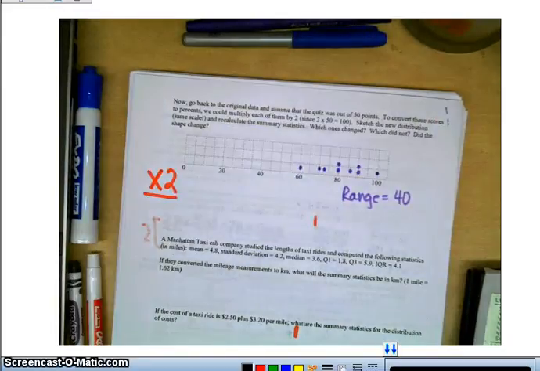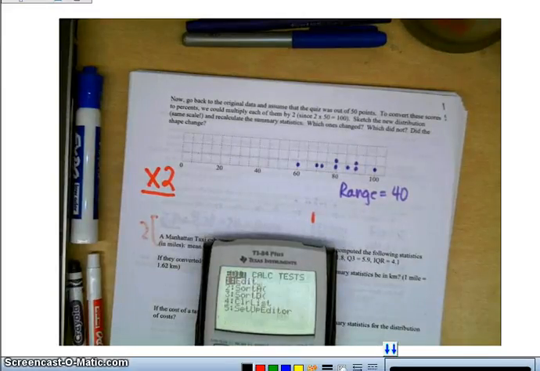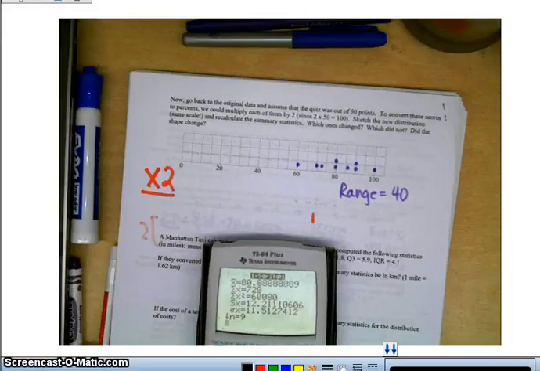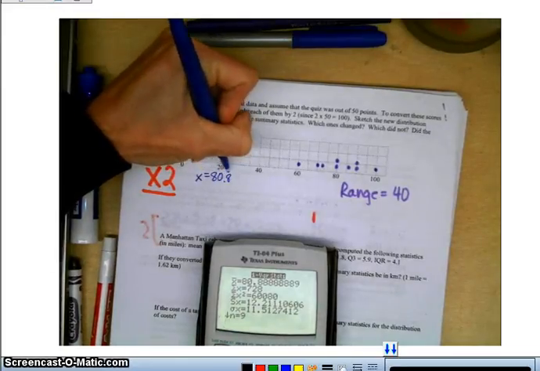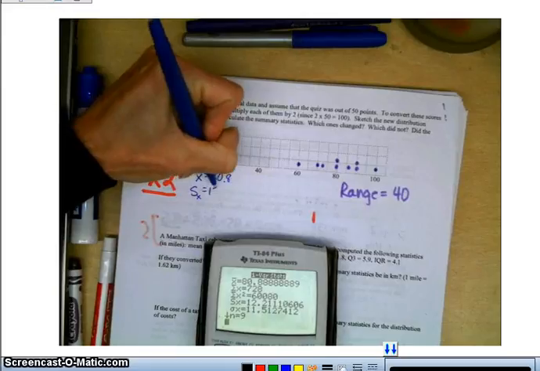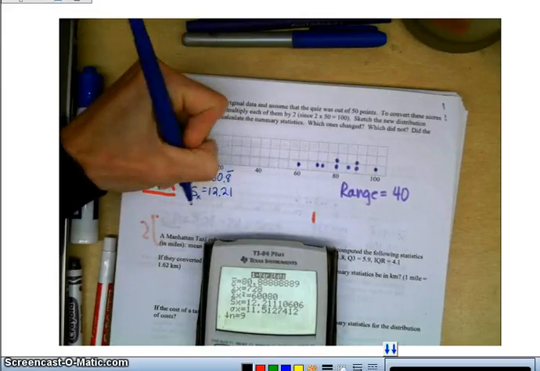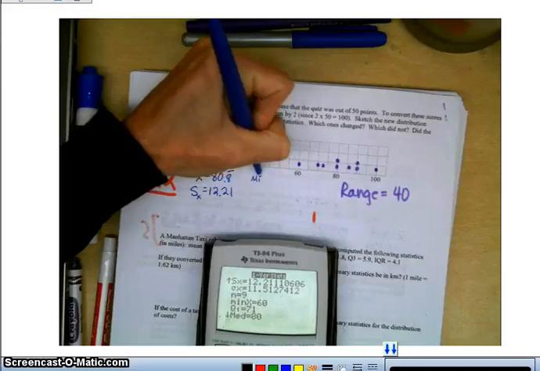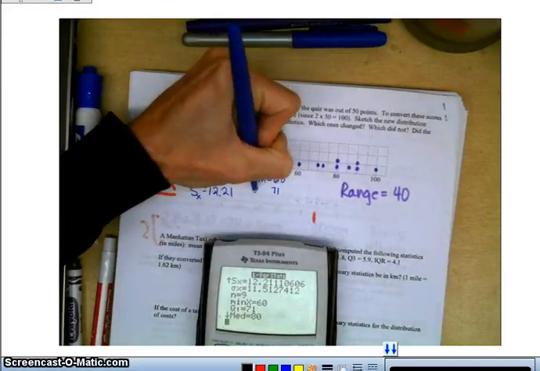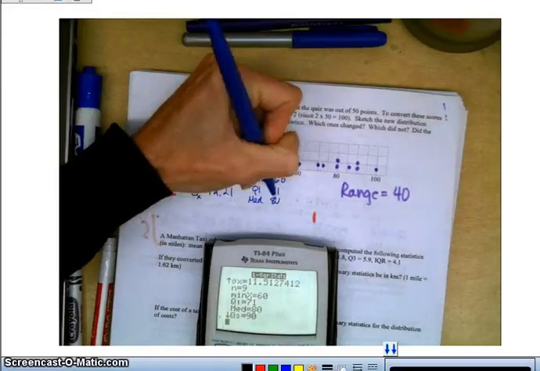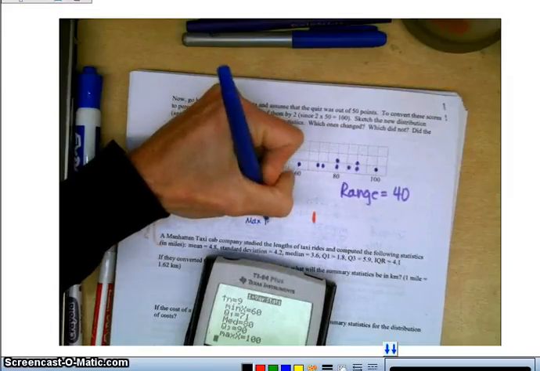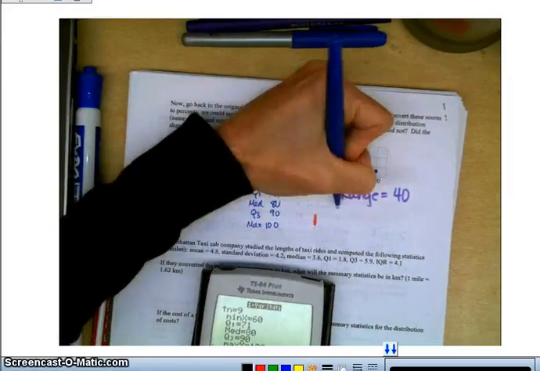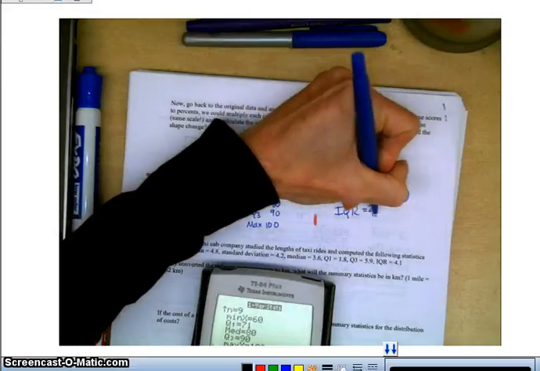All right, we can find all the other summary statistics now by just taking stat calc. And this time we have to tell it list 3, so second and above 3 is list 3. Calculate, and now all of my summary statistics, the mean of this data is 80.8 repeating. The standard deviation of this data is 12.21, n is still 9. The minimum is 60, Q1 is 71, the median is 80, Q3 is 90, the maximum is 100. So the IQR then would be 90 minus 71, or 19.